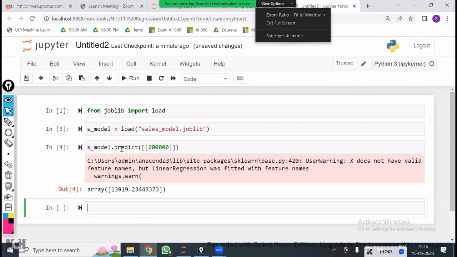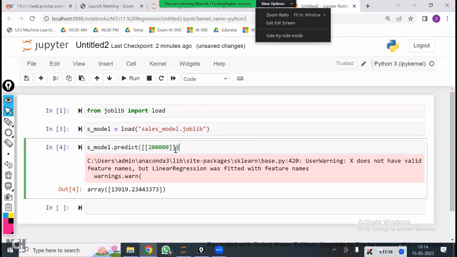They will not see the entire thing from starting to ending. What data cleaning you have applied, what data wrangling you have applied, they're not going to check like this. They'll just see as per the requirement. So simply they will load the model and predict on whatever value they want.